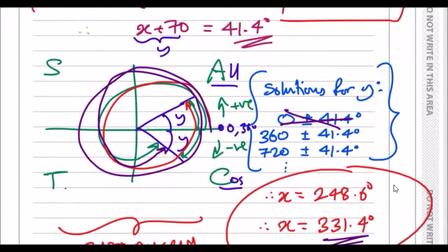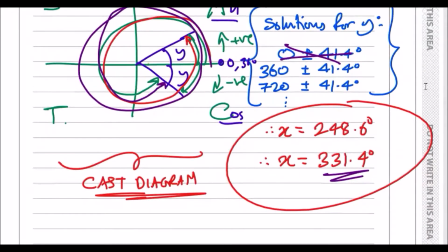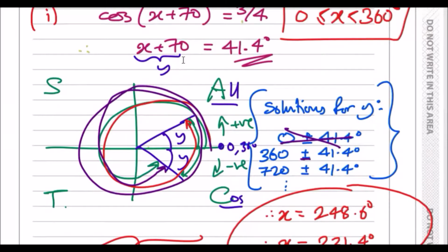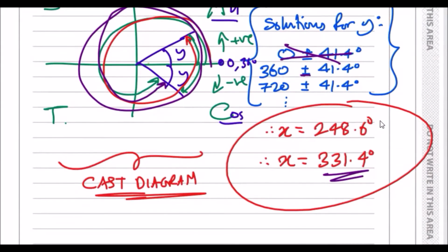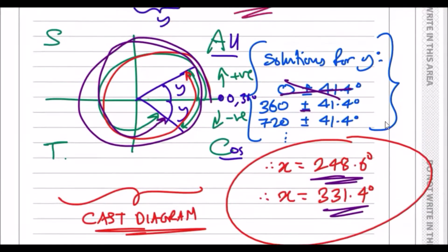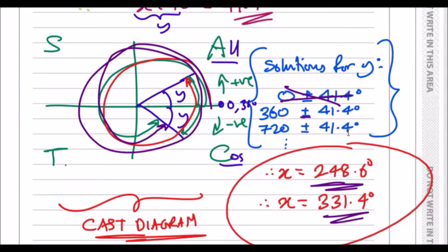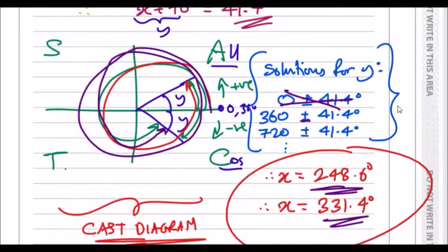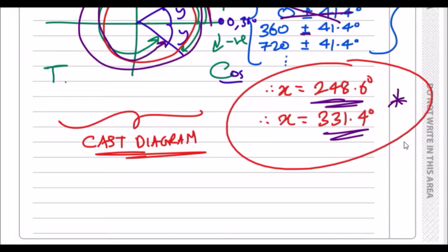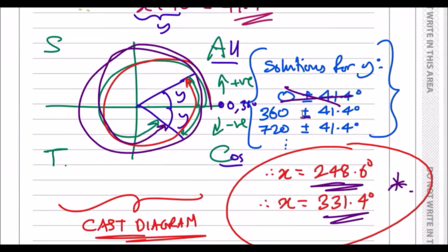And yes, that's within the 0 to 360. If I use the negative value here, you do 360 minus 41.4 and then minus 70 to find x, and you should get 248.6. Now, if you do the same for 720, you'll realize you get solutions bigger than 360. So the only 2 solutions are these, and that's it. So that's literally how you use a CAST diagram in a very straightforward manner.